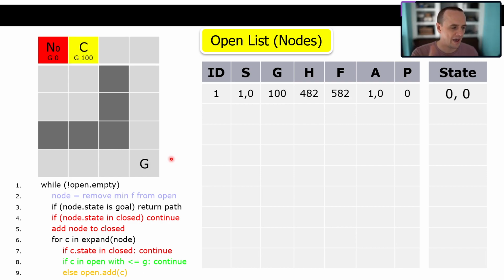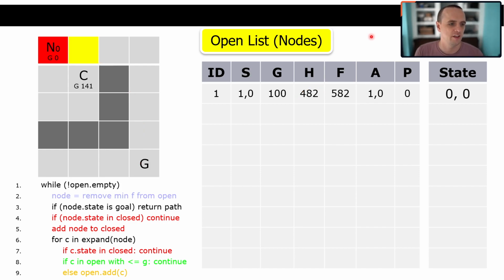So what we do is we add this child to the open list, okay? So this child has an ID of 1, it's at state 1, 0, it has a G cost of 100, it has an H cost equal to this Manhattan distance, so that's 141 plus 141 plus 100 plus 100, so that's what this H is. And so its F cost is equal to its G cost plus its H cost, so that's 582. The action that generated this node was moving one to the right and nothing in the Y, and the parent node of this is equal to zero. So zero meaning node zero, okay?